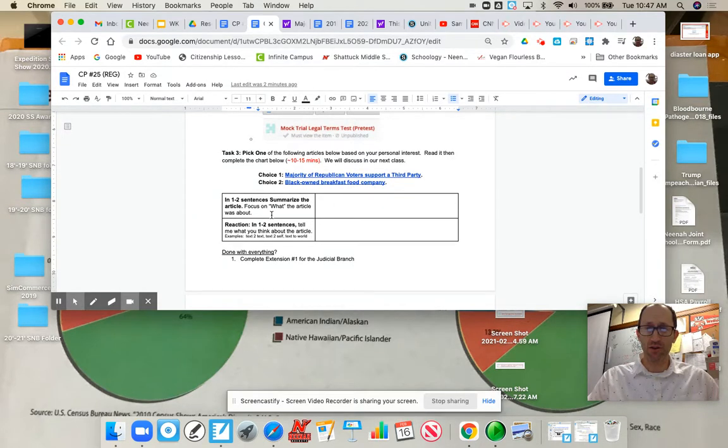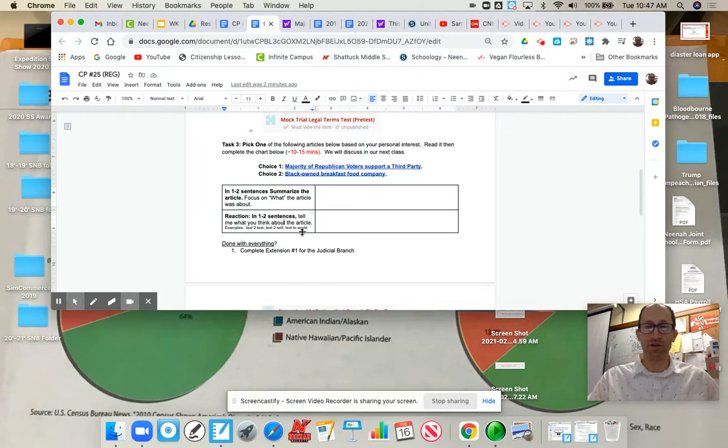The 2 things that you have to do on either article is write a 1 to 2 sentence summary of the article, focusing on the what, as in what's the article about, what might happen, or what did happen. Second, what is your reaction in 1 to 2 sentences? Can you make a text-to-text, text-to-self, or text-to-world connection? And if not, how do you relate to it?